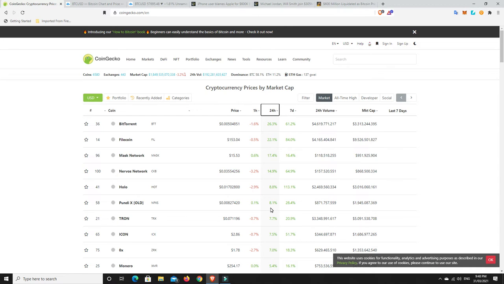Pundi X Old. I didn't know there was a Pundi X Old or a Pundi X New, but there you go. Pundi, Tron. There we go. Icon, 0x, Monero. So we've definitely had some movers. Only a couple of really good ones, and I guess 14.9, we can round that up by 0.1% and call it 15%. So Nervos, Mask, Filecoin, and BitTorrent are doing quite well. So that's really, really good.